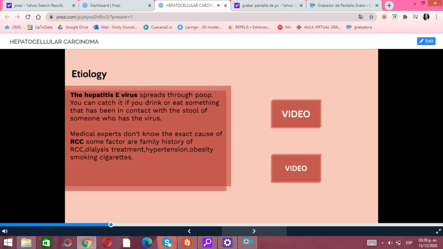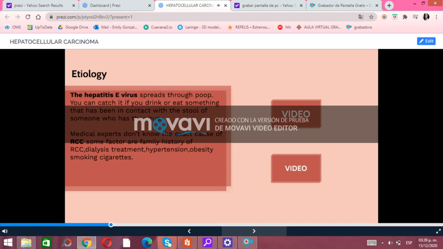RCC. Medical experts don't know the exact cause of RCC. Some risk factors are family history of RCC, dialysis treatment, hypertension, obesity, and smoking cigarettes.